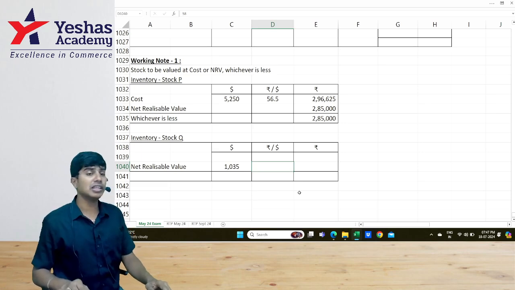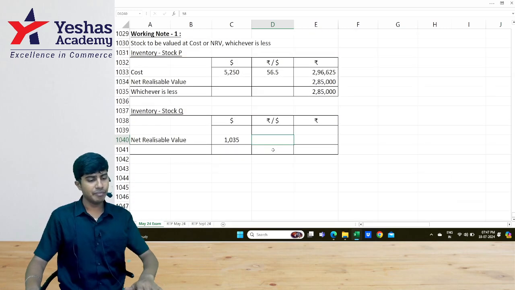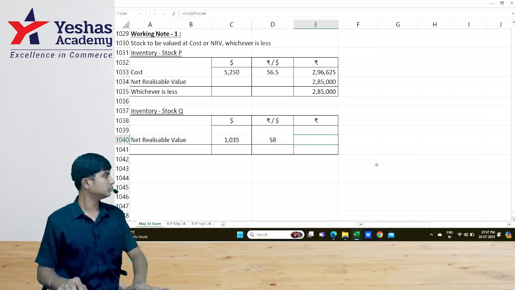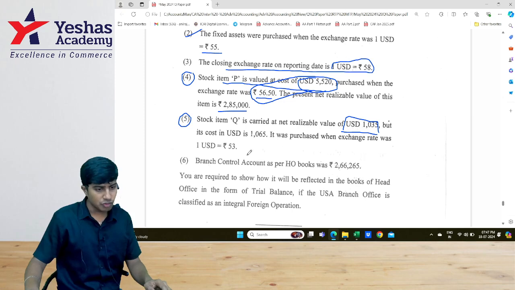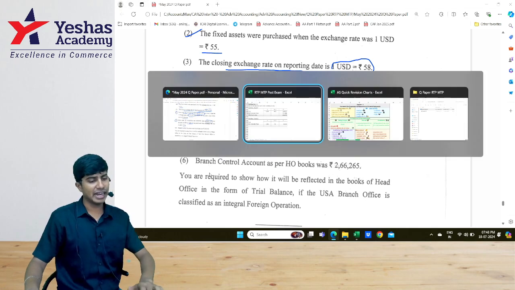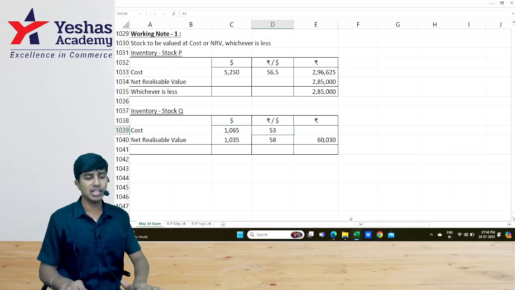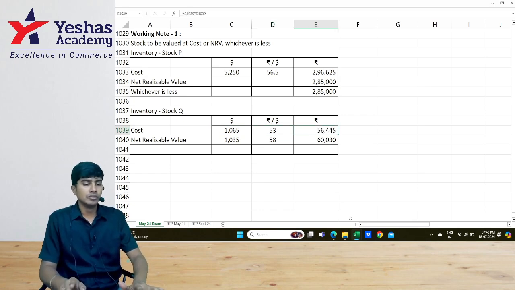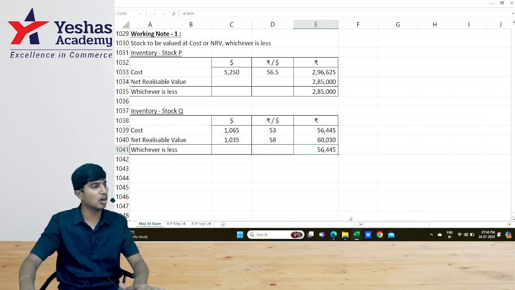So for the exchange rate, I'll apply the closing exchange rate. What is the closing exchange rate? Closing rate is 58. If I apply 58, 1035 into 58 is how much? 60,030. And the cost, they've told us the cost is how much? 1065, rate 53. I'll write 1065 as the dollar amount and the exchange rate is 53. 1065 into 53 will give the rupee value. You tell me, cost or NRV, whichever is less, is coming to the cost of 56,445.